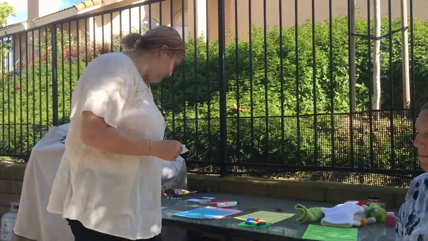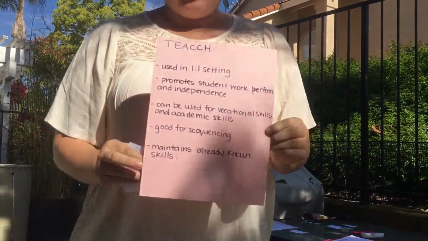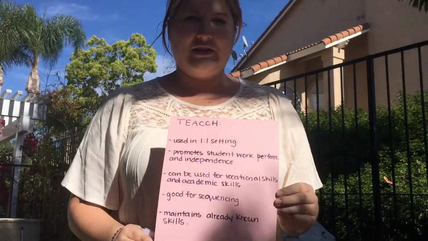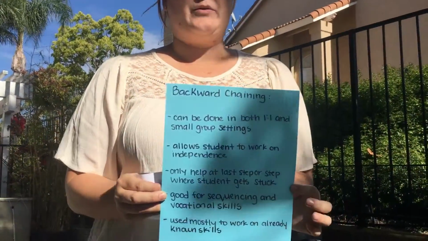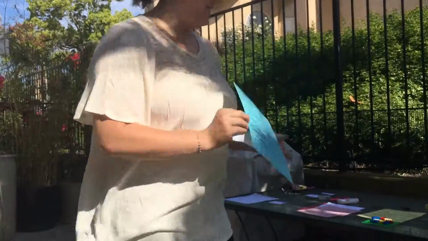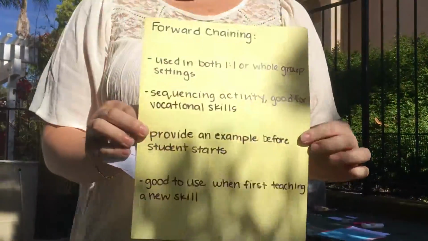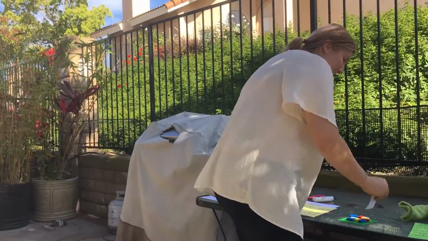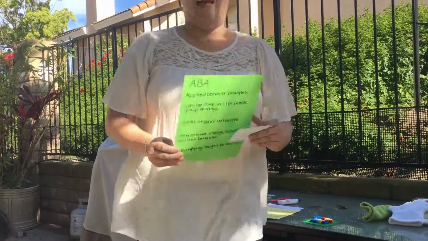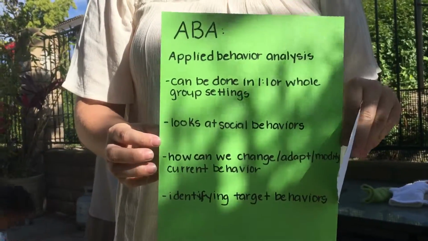So to recap, we have TEACCH, and these are the main points you want to hit and understand with TEACCH. And then we have backward chaining, and these are the main things you want to hit for backwards chaining. And then we have forward chaining, and these are the main points you want to hit with forward chaining. And then we have ABA, or applied behavior analysis, and these are the main points you want to hit with ABA.